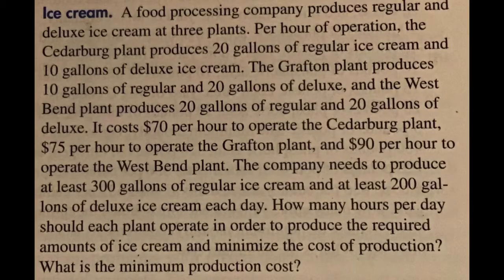Alright, so there's a lot going on in this problem, so let's read, shall we? A food processing company produces regular and deluxe ice cream in 3 plants. Per hour of operation, the Cedarburg plant produces 20 gallons of regular ice cream, 10 gallons of deluxe. The Grafton plant produces 10 gallons of regular, 20 of deluxe. And West Bend plant produces 20 gallons of regular and also 20 of deluxe. It costs $70 per hour to operate the Cedarburg, $75 per hour for Grafton, $90 per hour for West Bend plant. The company needs to produce at least 300 gallons of regular ice cream and 200 gallons of deluxe.